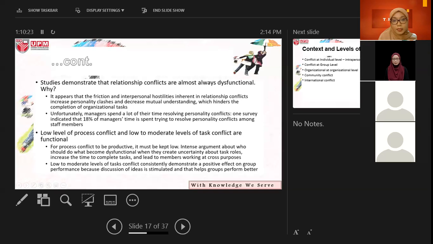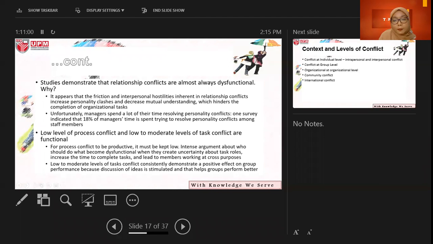Okay. Next one is low level of process conflict and low to moderate level of task conflicts are functional. What we can say here is most of the time relationship conflict is dysfunctional, and process and task conflict are functional. Most of them are functional but according to the level. We require them according to the level. For process conflict we need a low level. For task conflict we need a moderate level. None of this conflict do we need at a high level. Sampai moderate je.